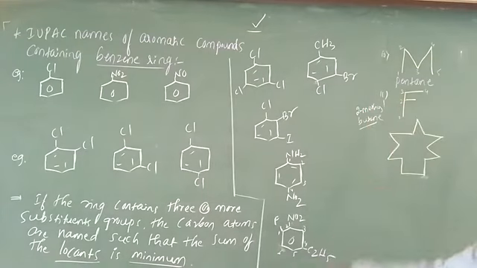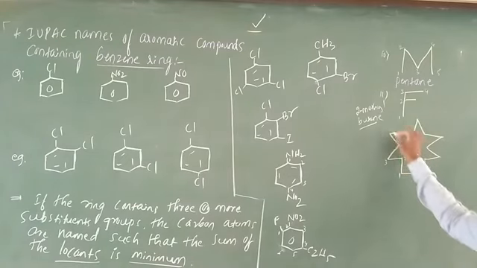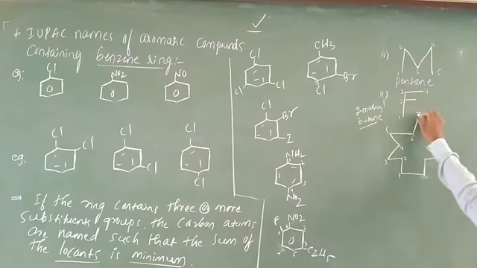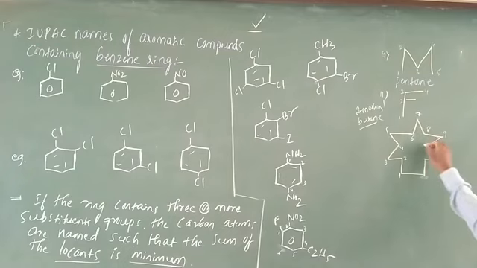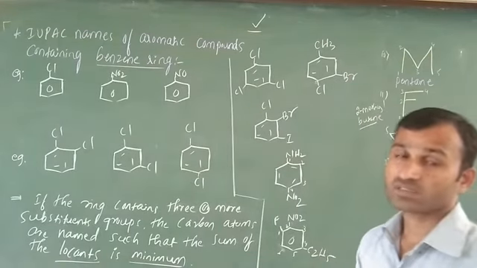Next one, here is your duty: you have to count the number of carbon atoms. Okay, I am going to start from here: 1, this is 2, 3, 4, 5, 6, 7, 8, 9, 10, 11, 12, 13. Totally how many carbons are there? 13 carbon. 10 means what? Decane. 13 means what? Tridecane.